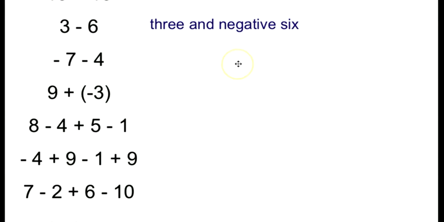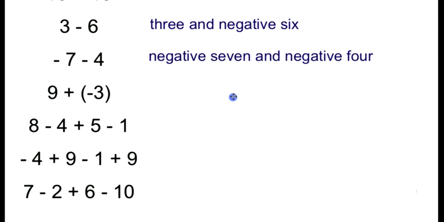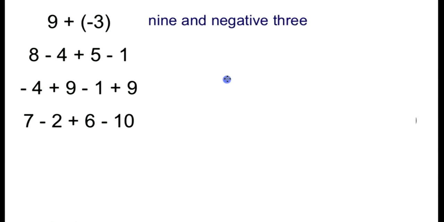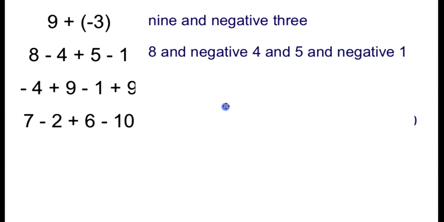The next one, negative 7 minus 4, we're going to now read it negative 7 and negative 4. 9 plus negative 3, we're going to read it as 9 and negative 3. 8 minus 4 plus 5 minus 1, we're going to read and write it as 8 and negative 4 and 5 and negative 1.